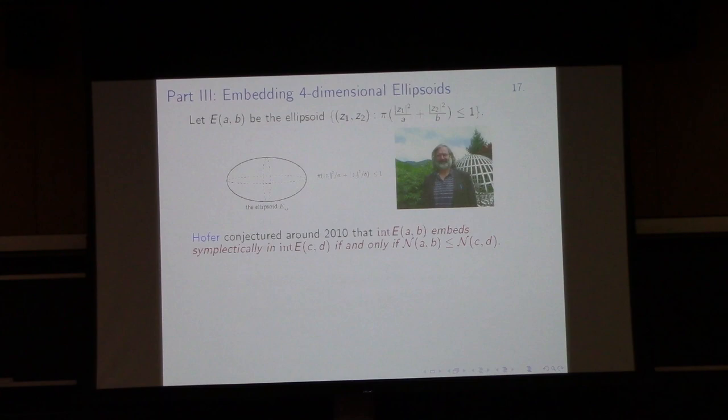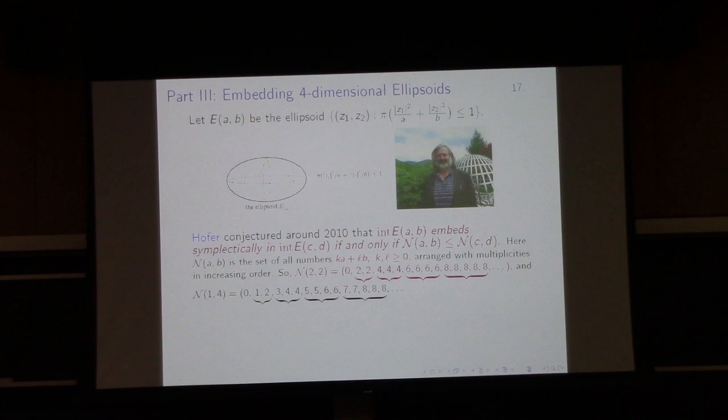And Helmut was interested in when does one ellipsoid embed into another. And he eventually made this conjecture after various other versions of this conjecture he disproved. He said, well, this has to be the answer. So out of these a and b, he gets a sequence of numbers N(a,b), and then he's saying that the interior of one ellipsoid embeds in the interior of another if and only if this sequence of numbers is termwise less than or equal to that sequence. So let me tell you what that sequence of numbers is.